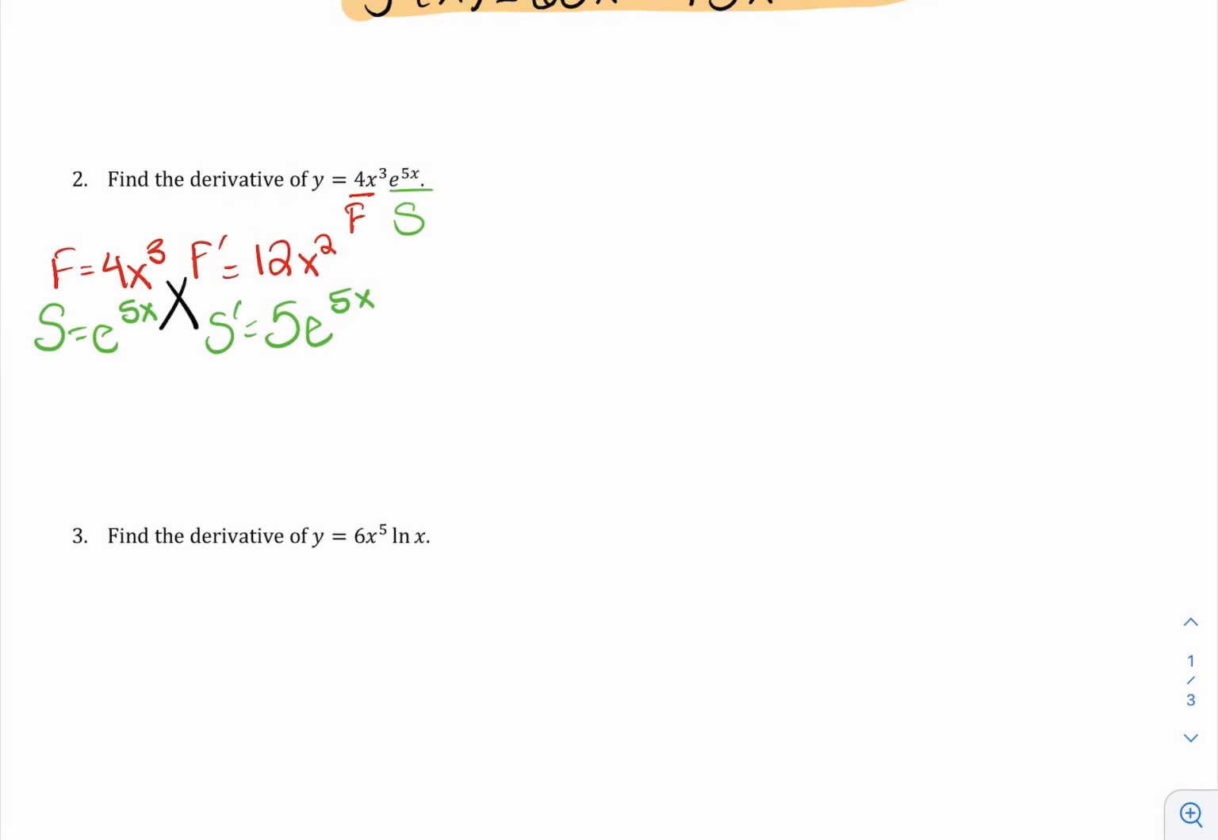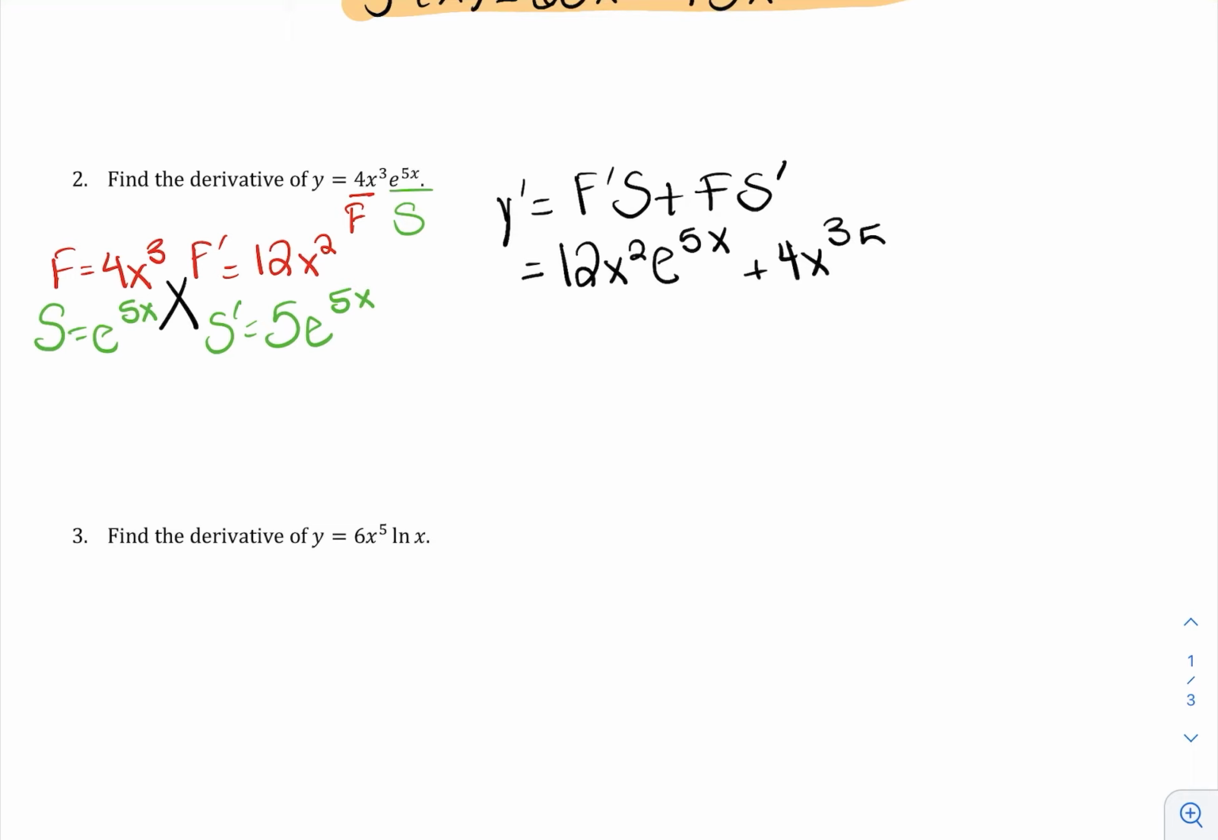Cross, cross. That means that y prime, I always write a formula when I'm trying to learn it: F prime S plus F S prime. Rewrite it over and over. It doesn't matter if you're doing 10 problems that use the same formula, just rewrite it 10 times. So this is going to equal 12x squared e to the 5x plus 4x cubed times 5e to the 5x. So this is going to be 12x squared e to the 5x plus, and the 4 and the 5, everything is being multiplied here, so this becomes 20x cubed e to the 5x.